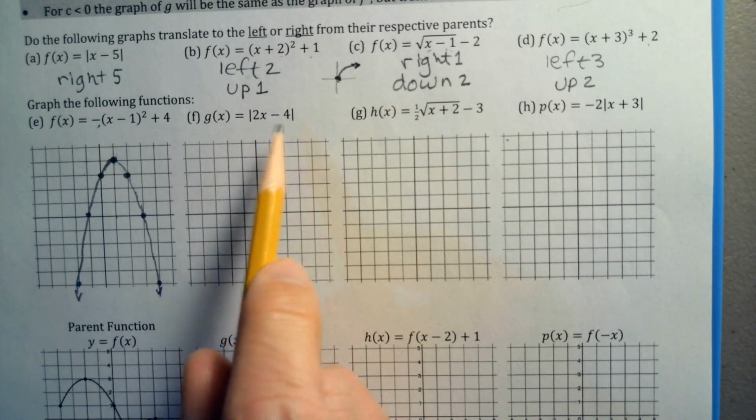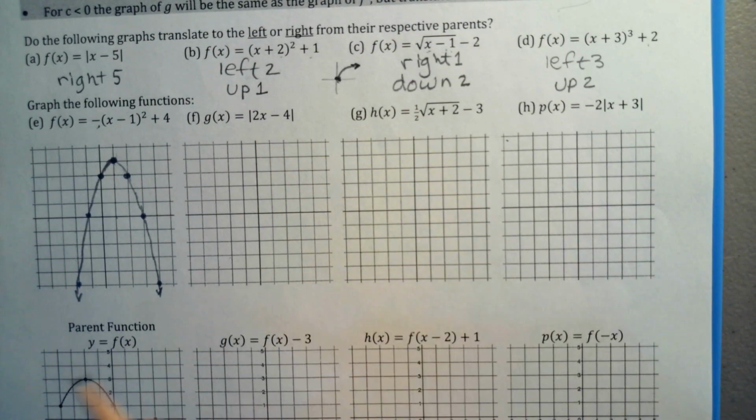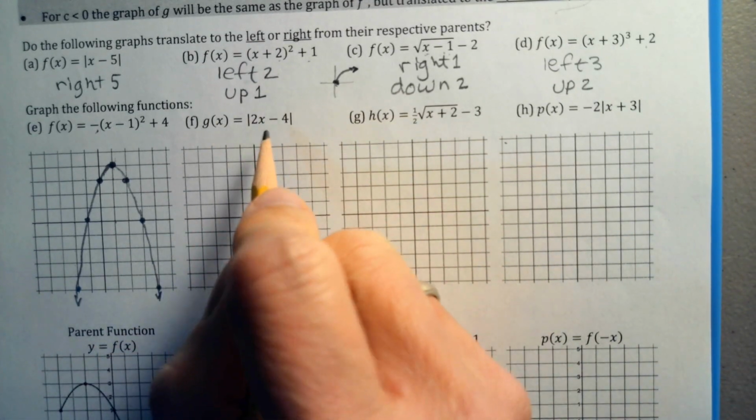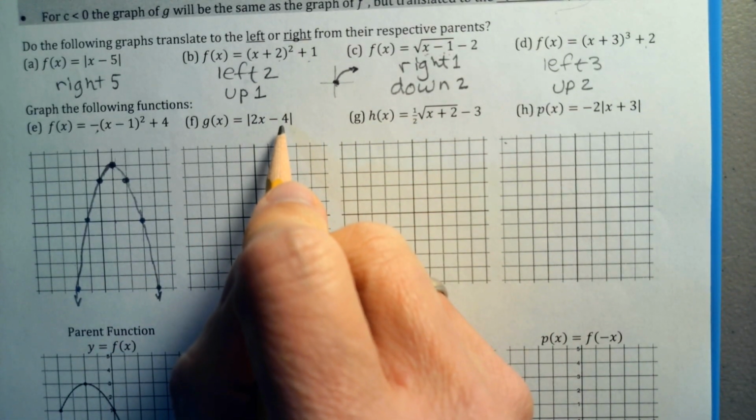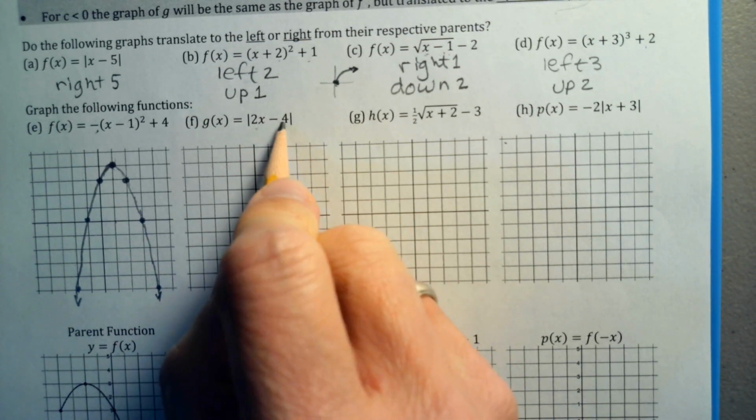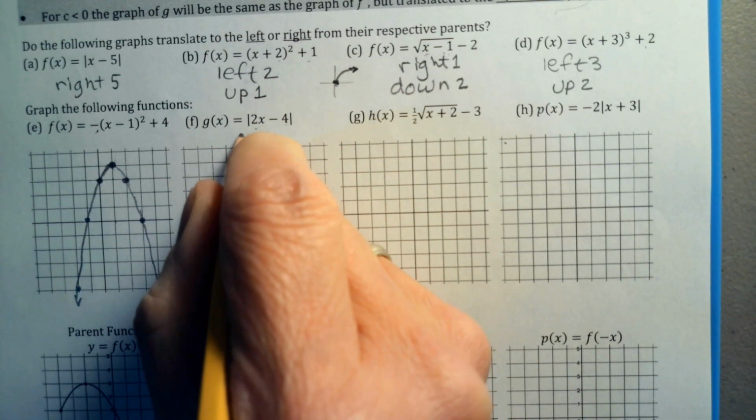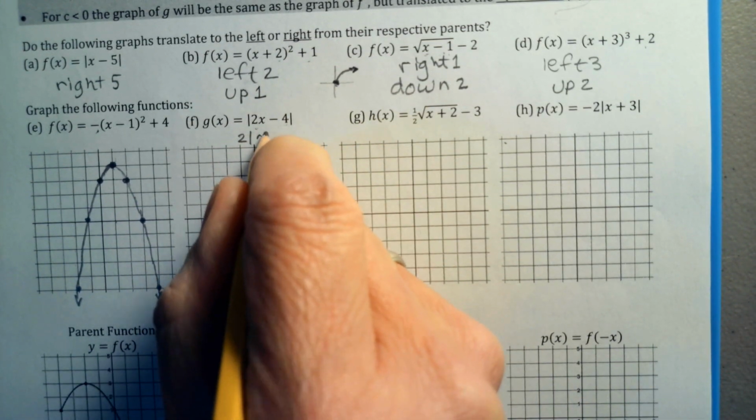So if you're not really sure, you can certainly always just plot some points, right? I mean, that's possible. But if we really want to think about this one, at first it looks like we're going to shift over 4. But this one's kind of sneaky because there's a 2 in front. So we could almost think about factoring a 2 out of this.